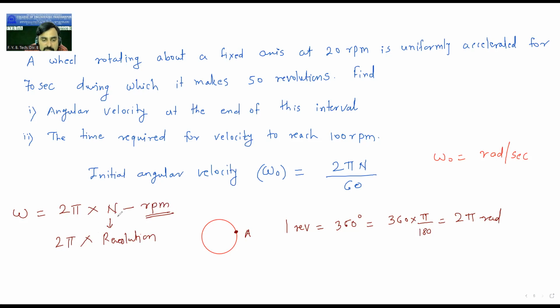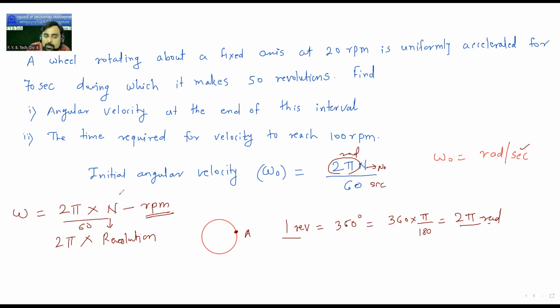So if you divide this by 60, this will become revolutions per second. So at the denominator you will get seconds because of this 60, and at the top is the number of revolutions. If you multiply revolutions by 2 pi, since 1 revolution is 2 pi radian, the unit will be radian per second. So this unit is worked out. Omega 0 is in radian per second from this relation.